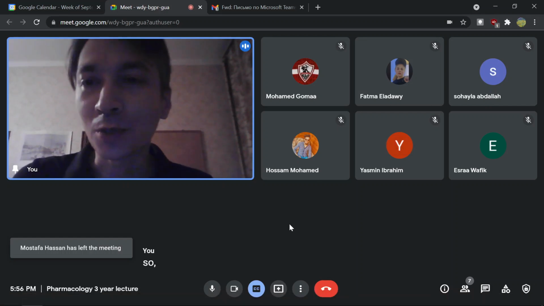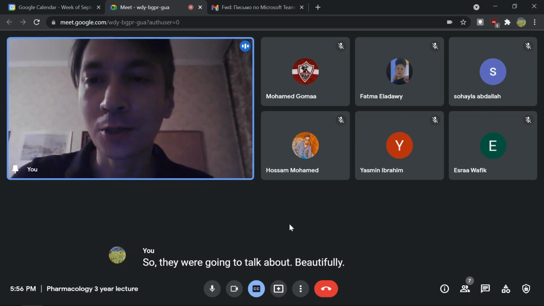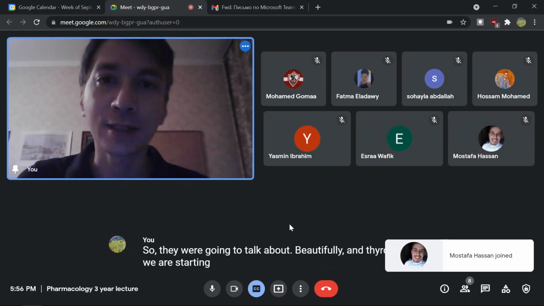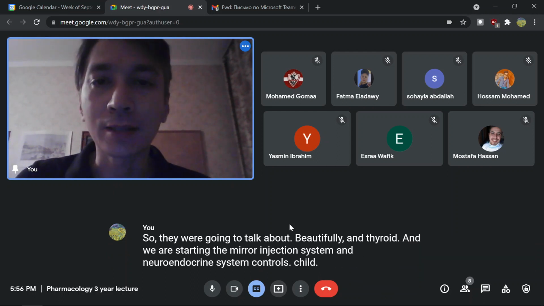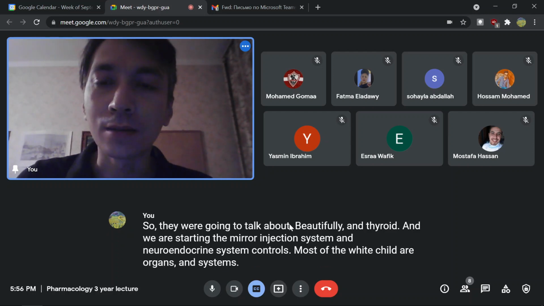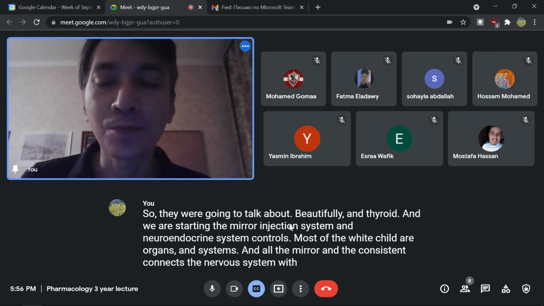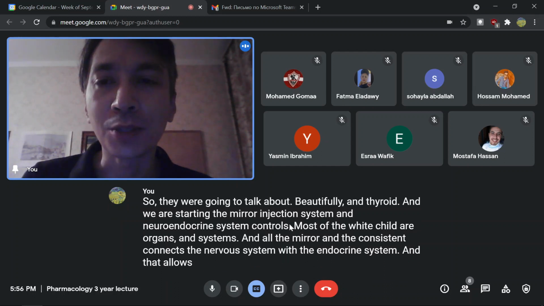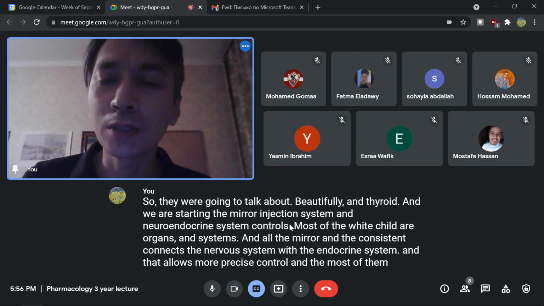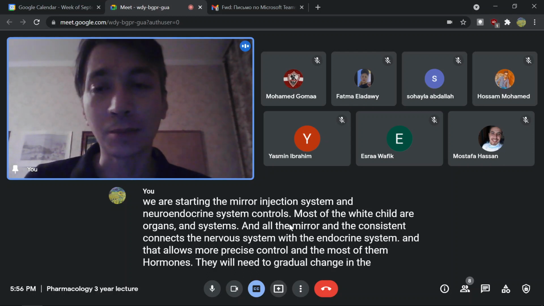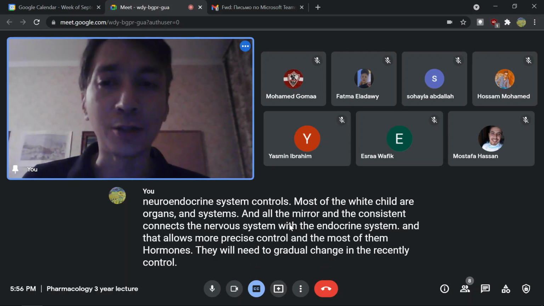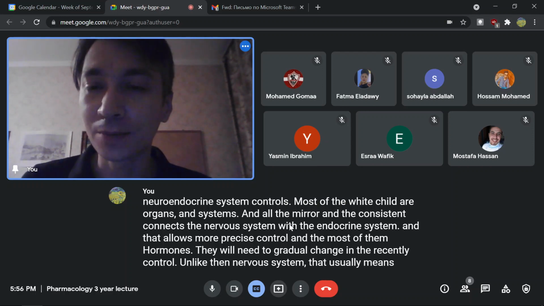So today we're going to talk about the pituitary and thyroid, and we are studying the neuroendocrine system. The neuroendocrine system controls most of the vital organs and systems, and it connects the nervous system with the endocrine system, and that allows more precise control. Most of the hormones lead to a gradual change in the systems they control, unlike the nervous system that usually makes fast changes.